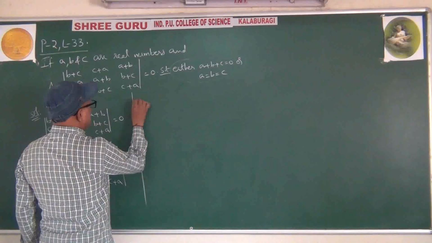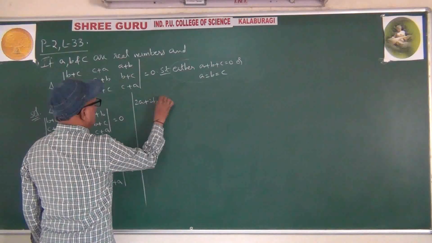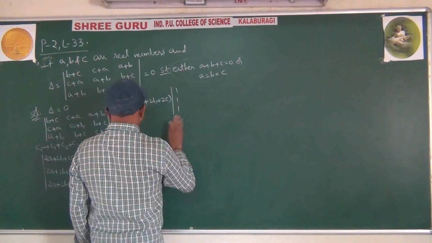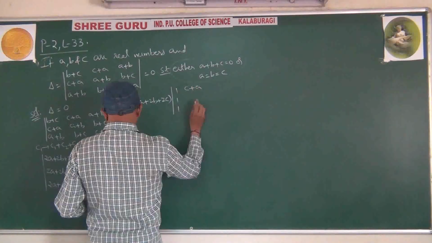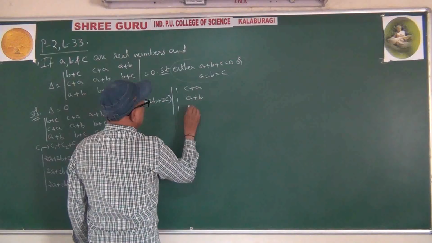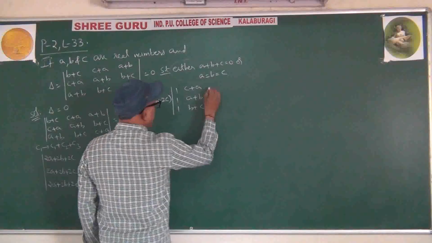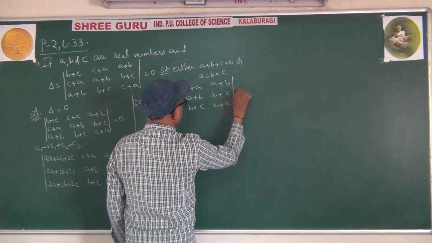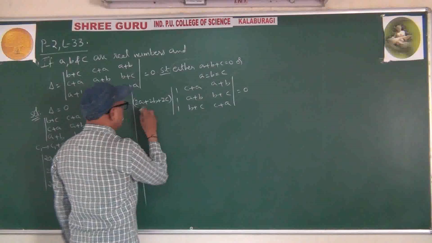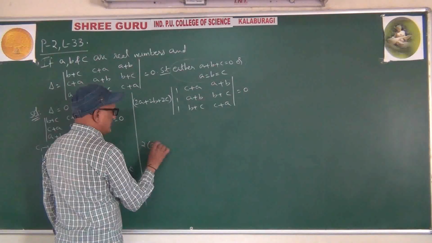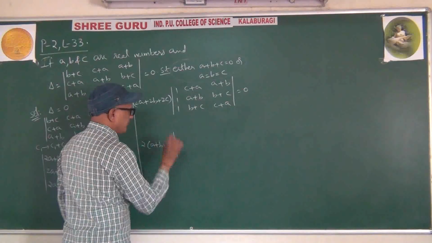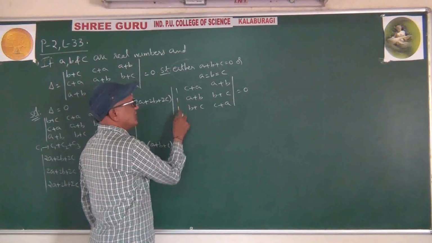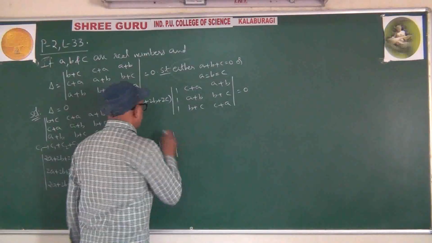So we can take 2a plus 2b plus 2c common. What is left? 1, 1, 1 in the first column, and the remaining columns as they are. 2 common, and a plus b plus c it becomes. We have three ones in the column. 1 minus 1 is 0, 1 minus 1 is 0. 2 zeros we can get easily.